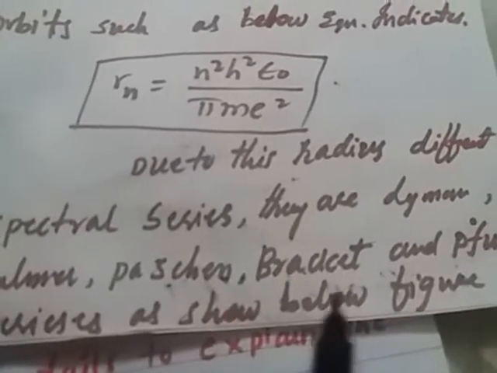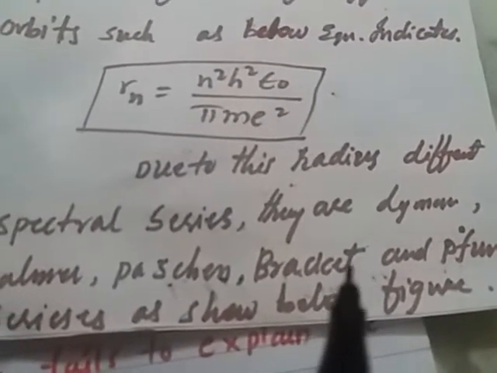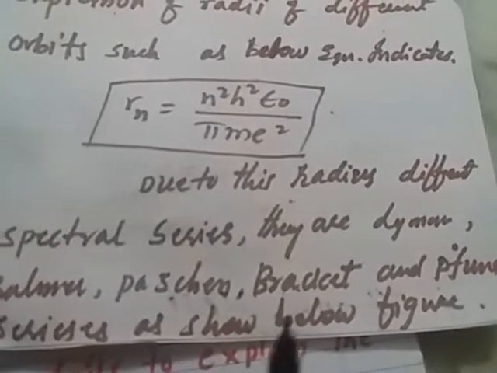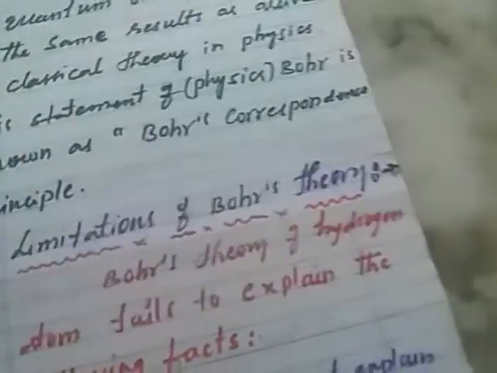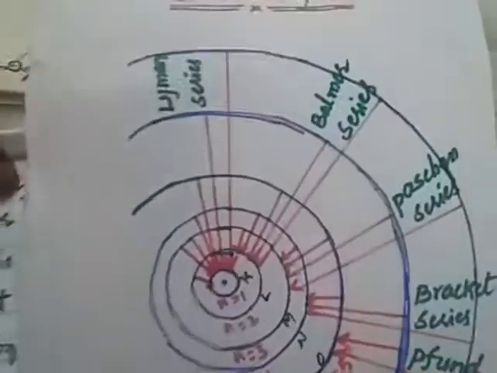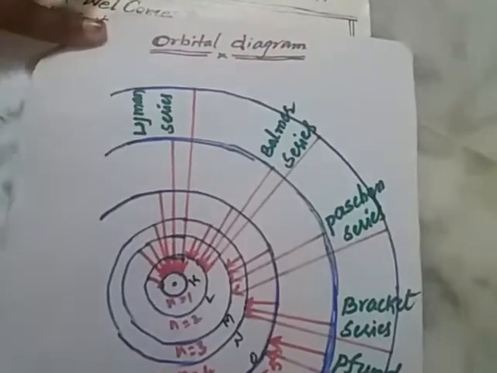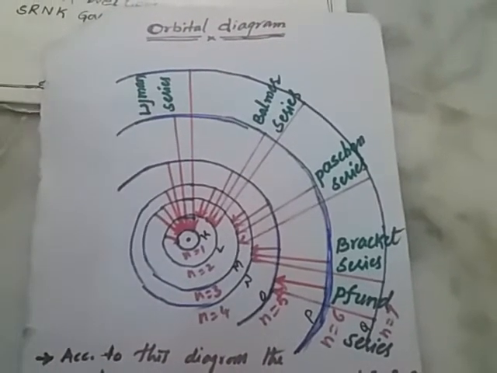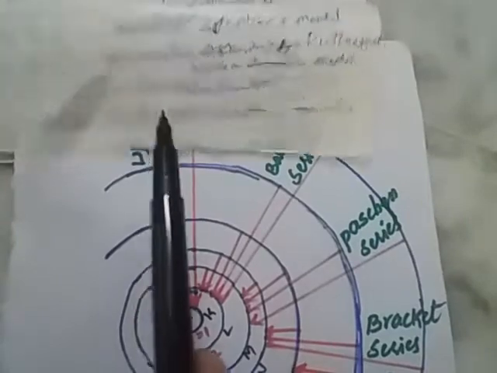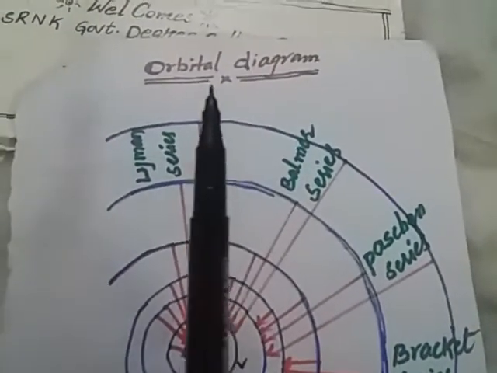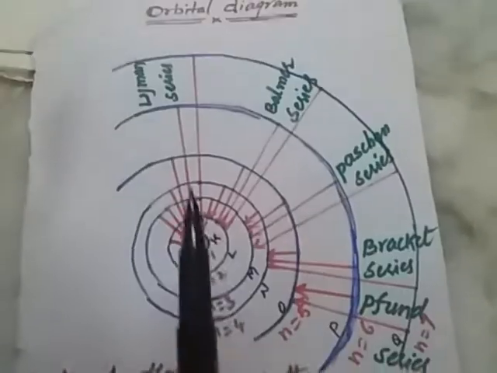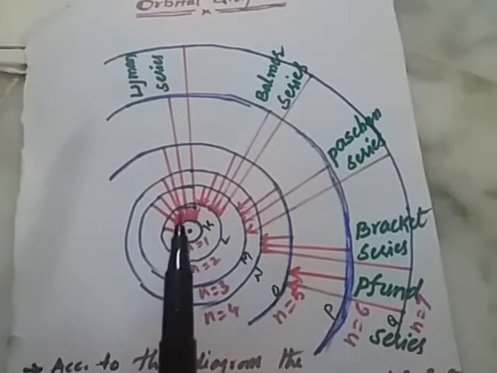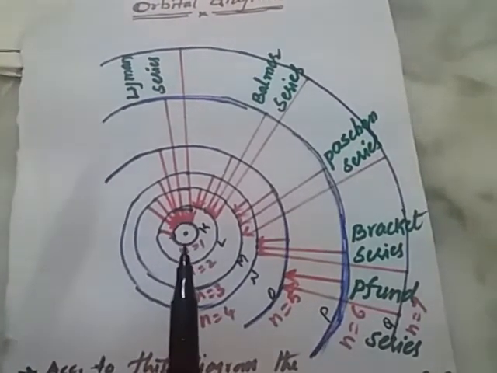This can be represented by the following orbital diagram. Students, this is a very important orbital diagram. See here. In the orbital diagram, let us take the dot as the nucleus, and around the nucleus electrons revolve in circular paths.